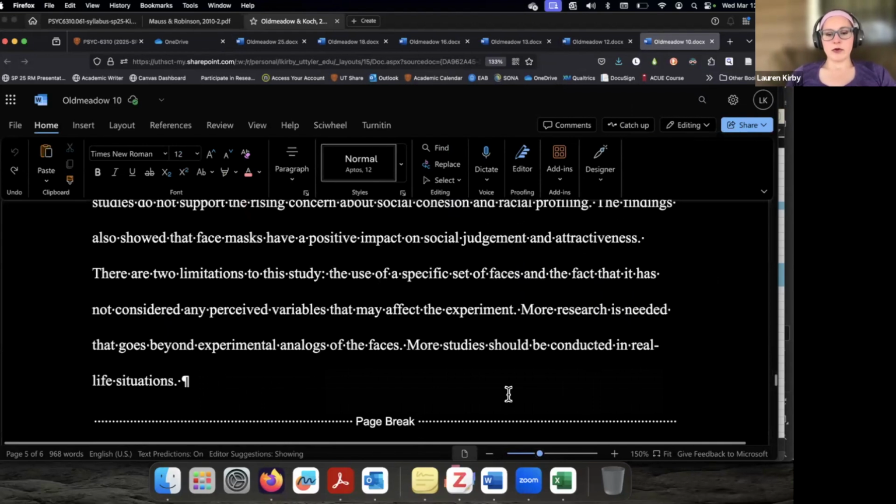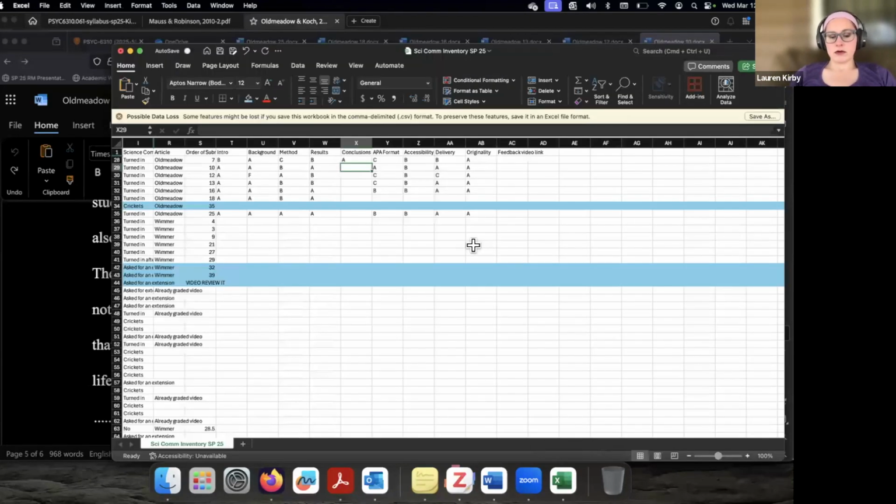What perceived variables? What do you mean by that? Not that you need to give me a lot of specific limitations, but when you say something like that, I need to know what you mean by it.